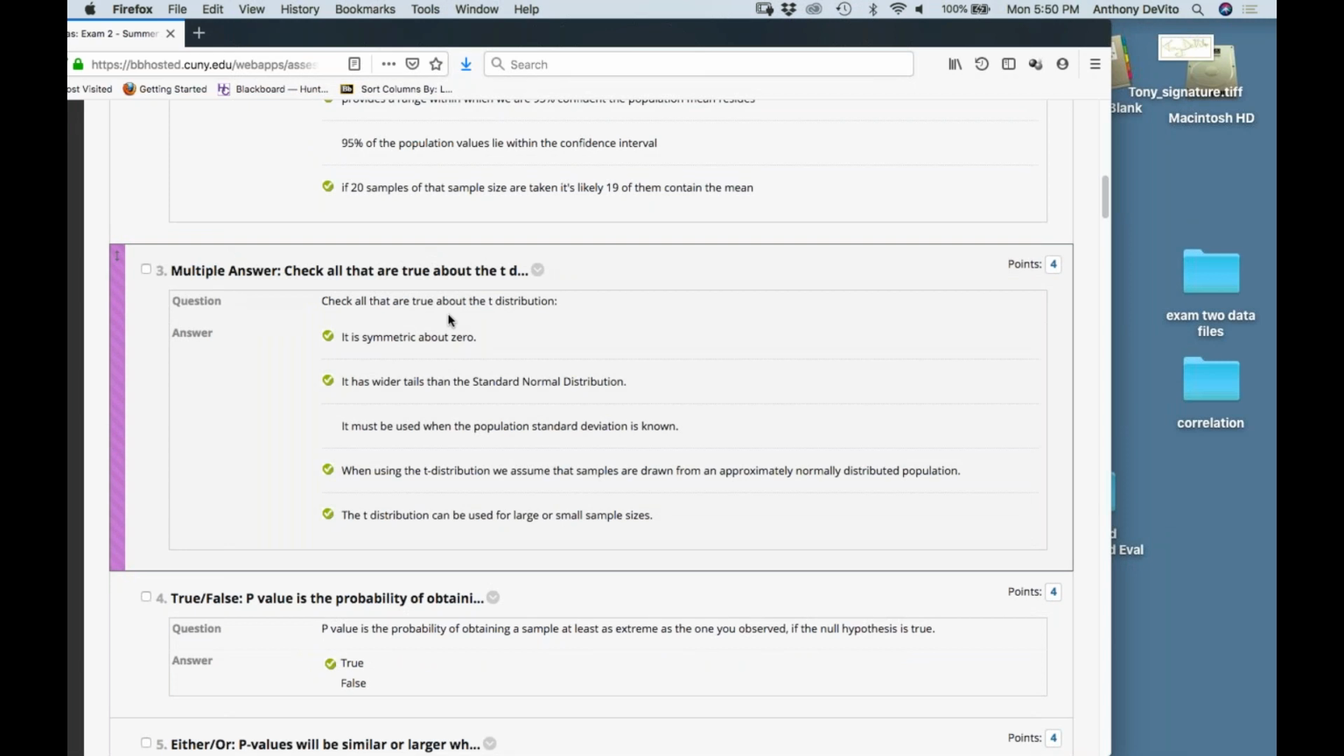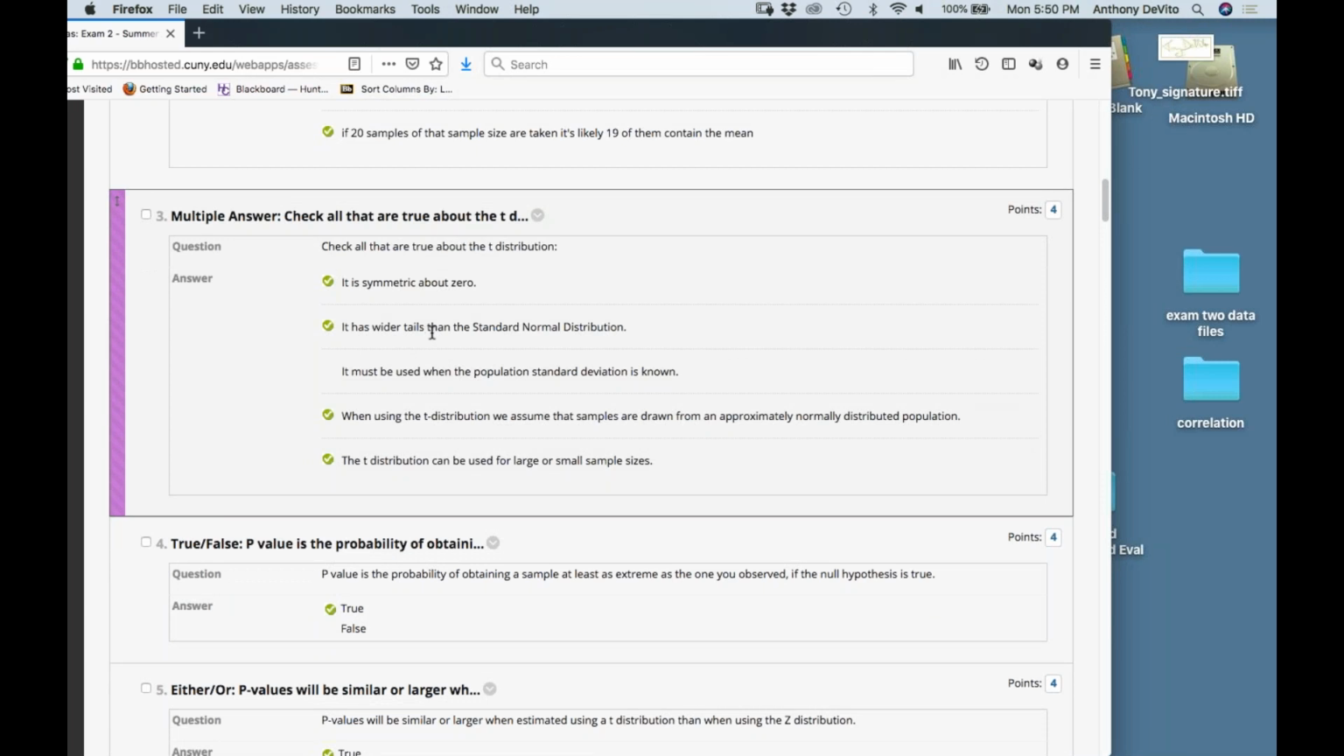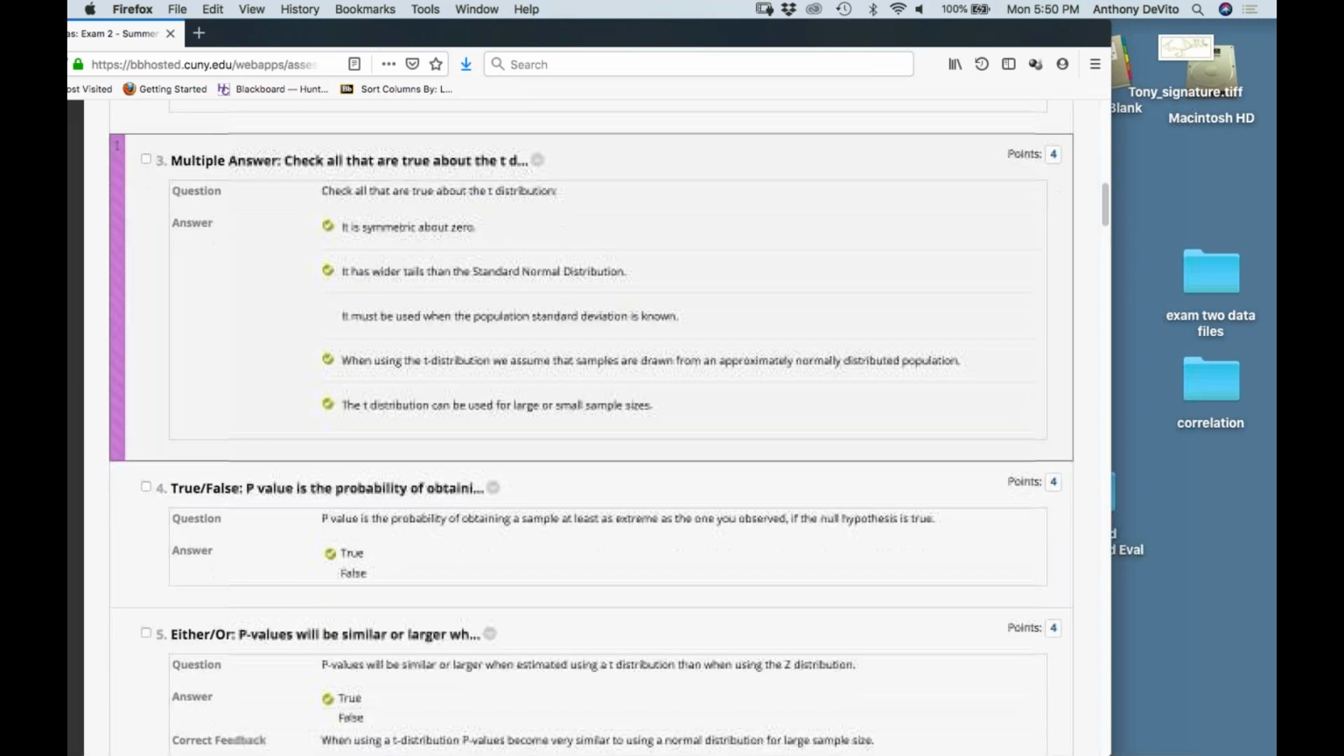Okay, check all that are true about the t distribution. Just like the z distribution, the t distribution is symmetrical around 0. Okay, the standard t distribution has wider tails than the standard normal distribution. Well, we know that because in order to get our 95% confidence interval when we use t, we have to go further out because the tails are wider.